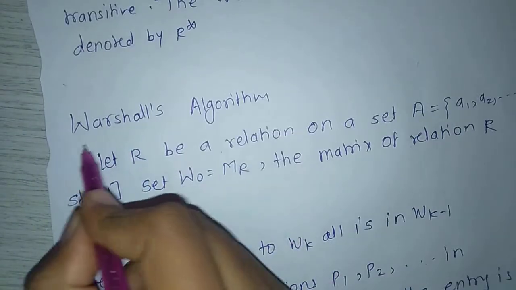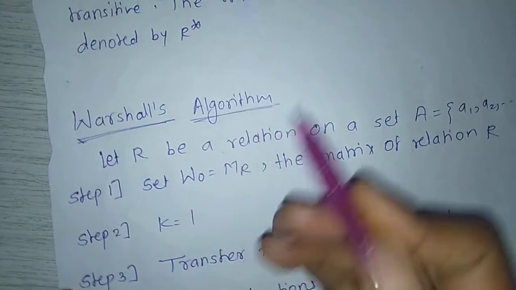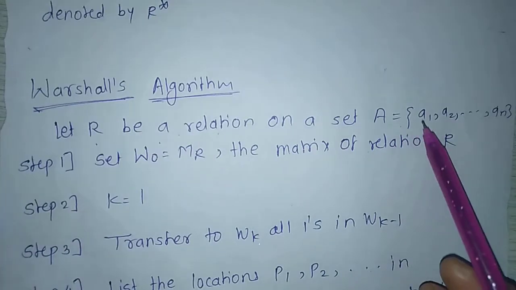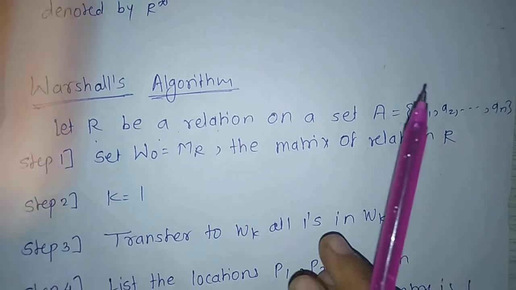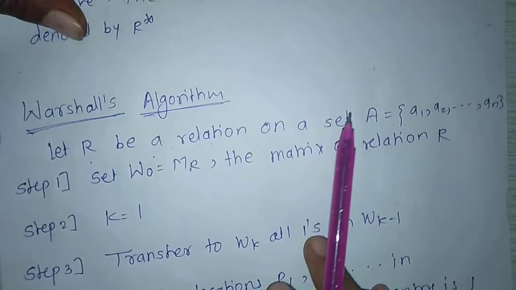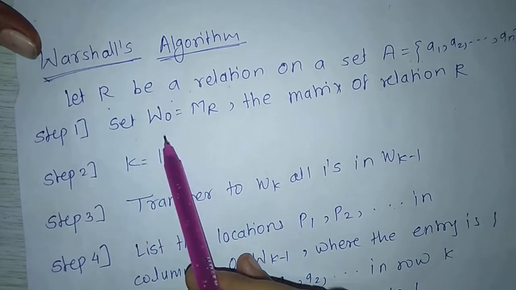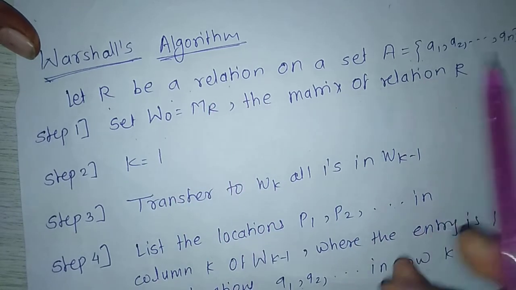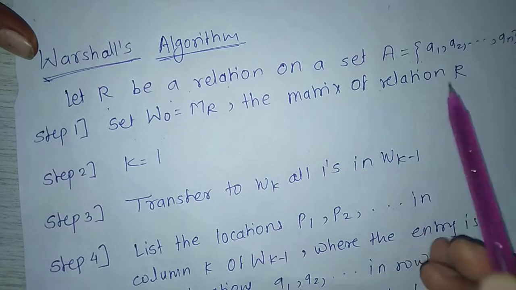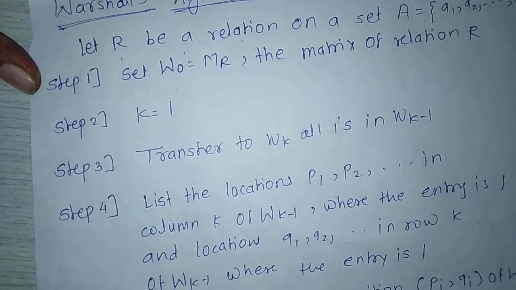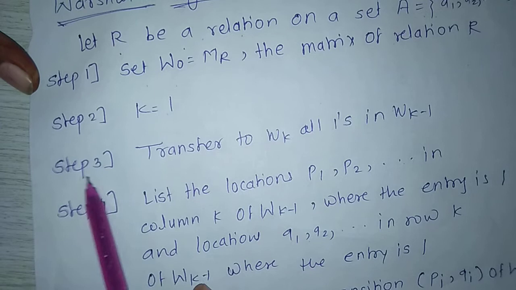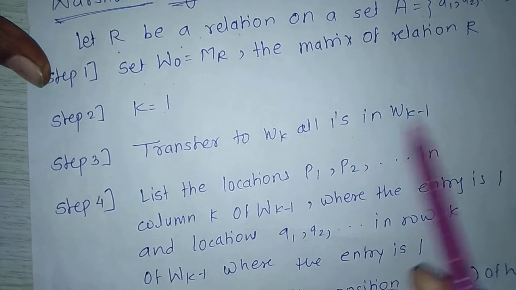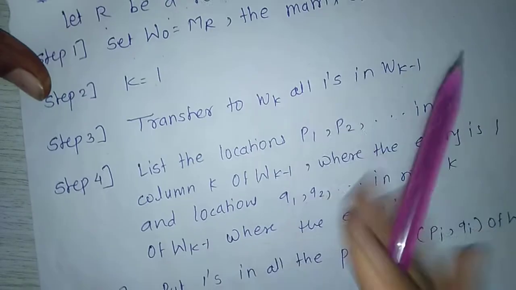Next, Warshall's algorithm. Let R be a relation on a set A equal to {a1, a2, and so on an}, n number of elements. In step 1, set W0 equal to MR, the matrix of relation R. MR is nothing but the matrix of relation R. Step 2, take k equal to 1. In step 3, transfer to Wk all ones in Wk minus 1.